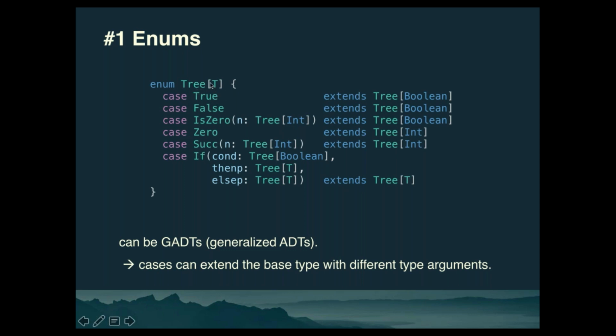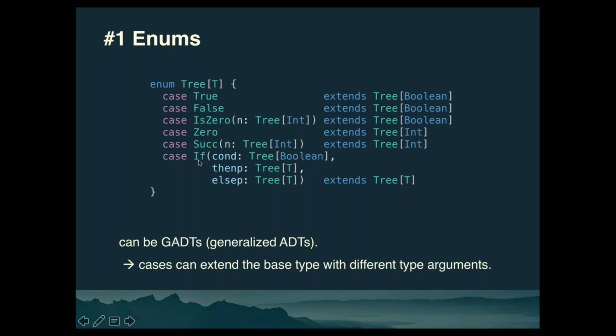A good example for that is this Tree type that you see here. We have an enum Tree of T, where the T is essentially the type of the tree elements. And then we would have cases which give you a tree representing a simple language, as a structure of a simple language. So here's a case True. We say the True constant is a Tree of Boolean, and the False constant is the same thing. And then we would have a test IsZero that takes a Tree of Int and gives you back a Tree of Boolean. And you have constants, a constant Zero, that's now a Tree of Int, and the Succ that takes a Tree of Int and gives you back a Tree of Int.